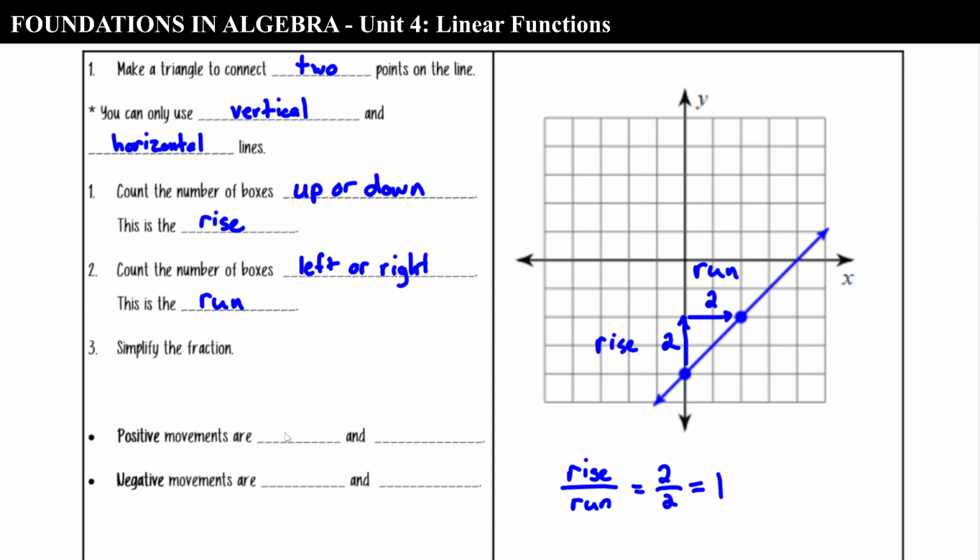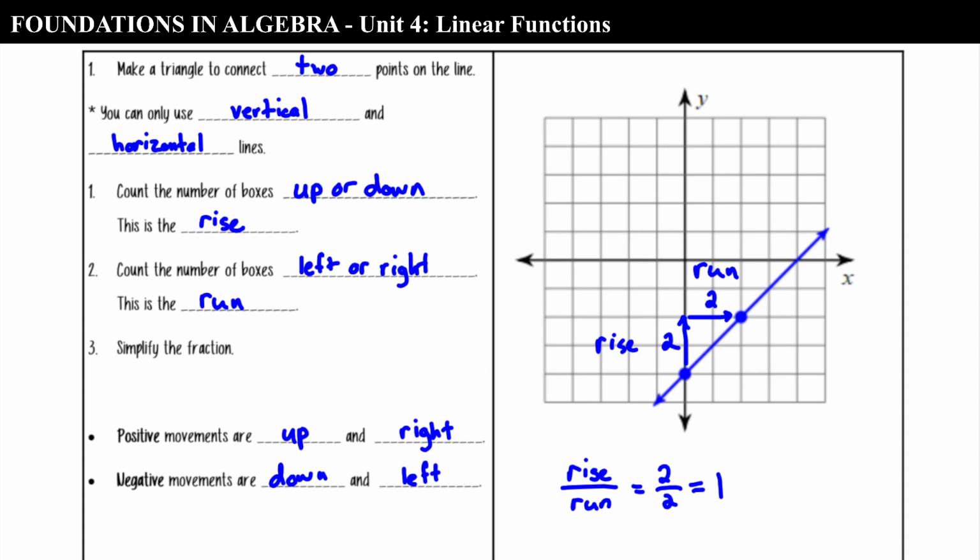All right, positive movements are going up and to the right. So in this case, we went up, so that's a positive 2. We went to the right, that's positive 2. Negative movements are down and left. So if we were to go down instead of up, it would have been negative 2. If we went left instead of right, that would have been negative 2.